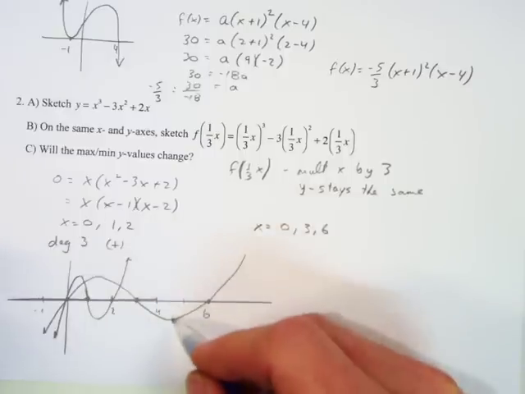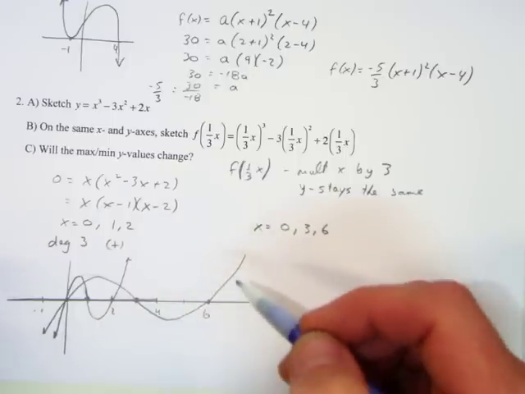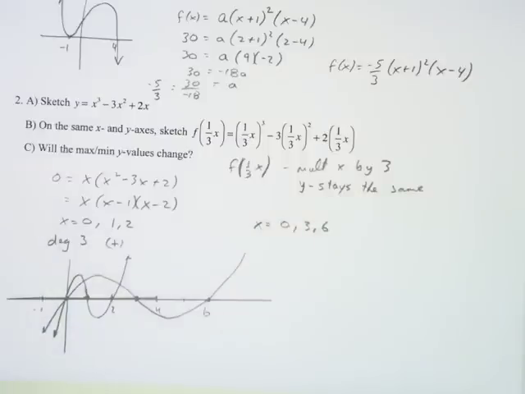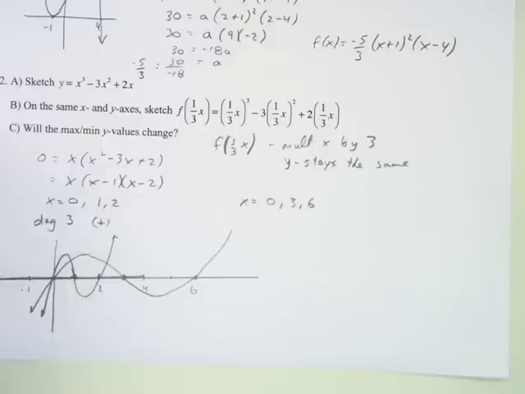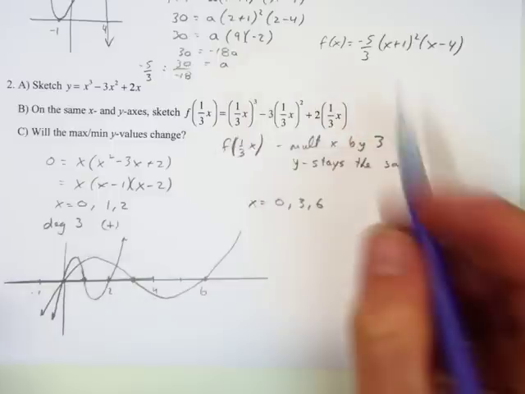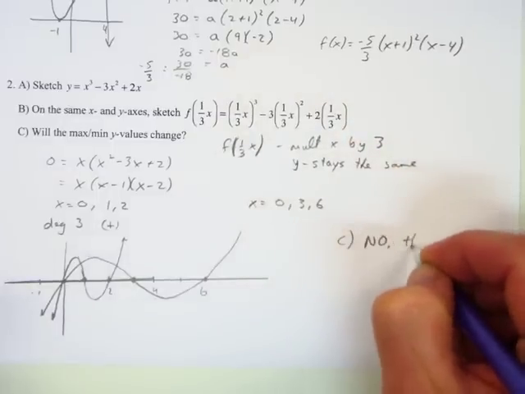Does it hit the low point here and the high point there at the midpoint between the zeros? Remember we had a problem that dealt with that? No, it does not. It's not a quadratic. Okay, cubics don't have that same where it hits in the middle. But right now we're just sketching this graph, that's okay. Will the max min y values change? No, the y values are the same.